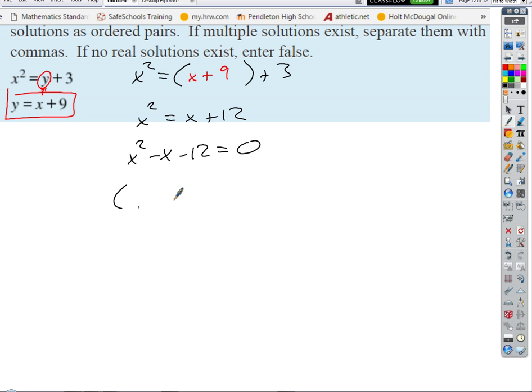Well, are there magic numbers here? What would they have to multiply to and add to? They have to multiply to what? To -12 and add to -1. What numbers do that? Multiply to -12 and add to -1. They multiply to a negative, there's got to be a positive and a negative, right? Yeah, so it'd be -4 and +3, right?